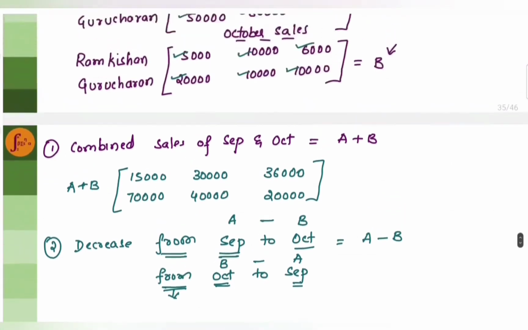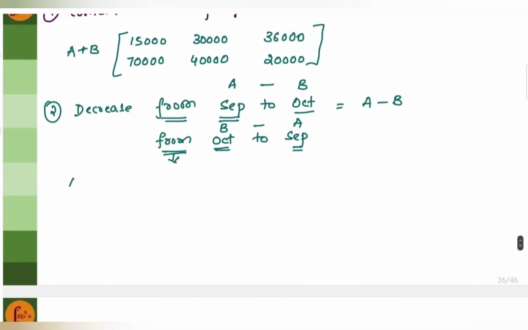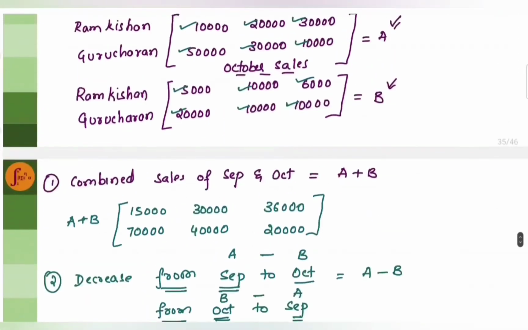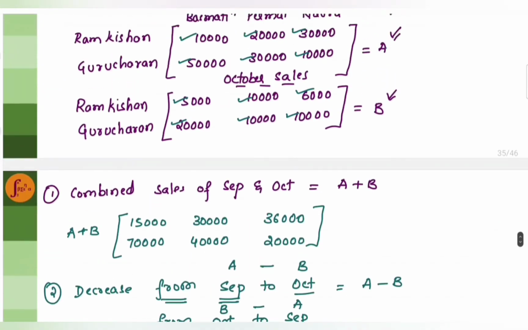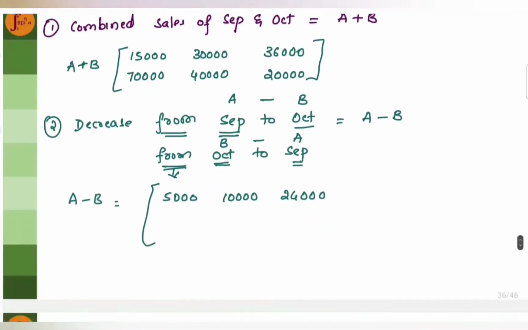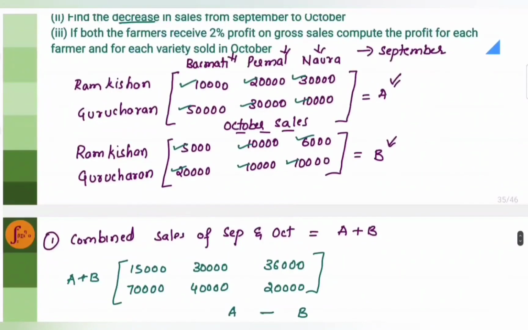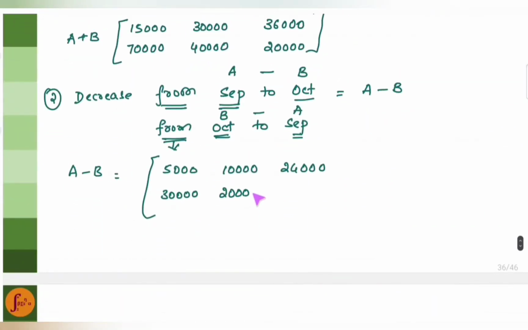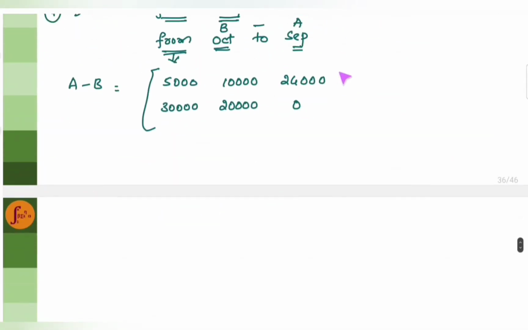So what is matrix A? We'll have to subtract this and this. 10,000 minus 5,000. So A minus B is equal to 10,000 minus 5,000, which is 5,000. And 20,000 minus 10,000 is 10,000. 30,000 minus 6,000 is 24,000. So we have 10,000 and 24,000. Then 50,000 minus 20,000 is 30,000. We'll write 30,000 here. 30,000 minus 10,000, 20,000. And the last one is 10,000 minus 10,000, which is 0.